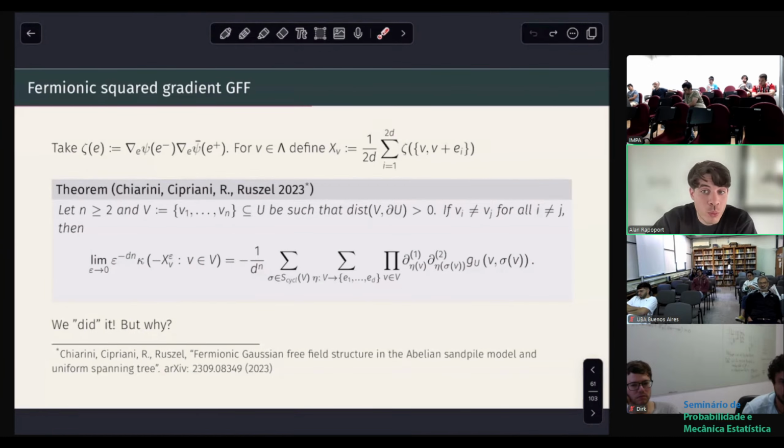So, okay, we won, so to speak, we did it. But why? I mean, how on earth does it happen that these two completely unrelated, in principle, systems have such similar cumulants in these particular limits?